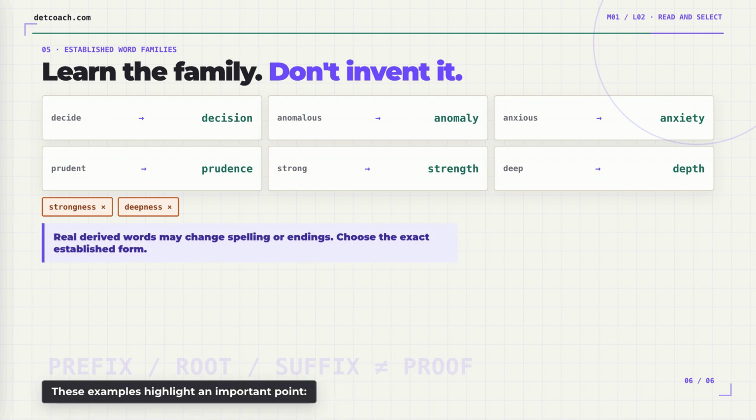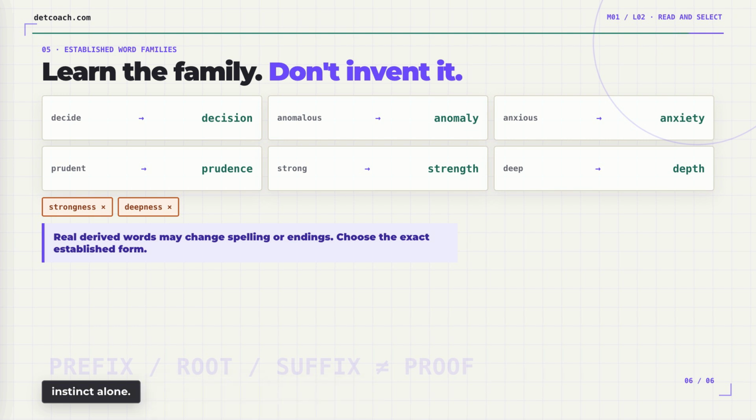These examples highlight an important point. Real derived words often change their spelling. Sometimes a letter changes, and sometimes the ending changes. So when you encounter an unfamiliar derived word on the test, do not select yes based on instinct alone.